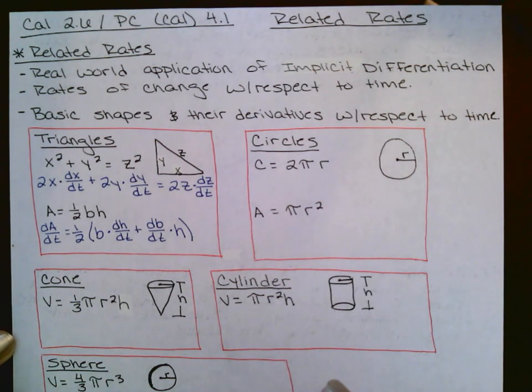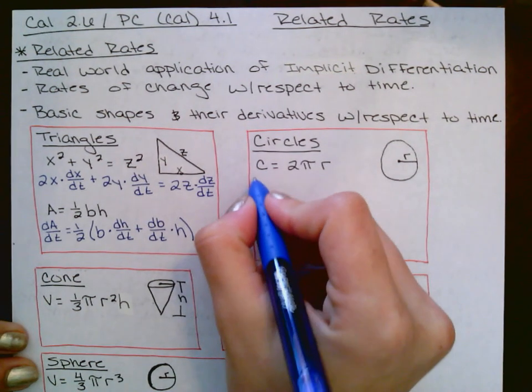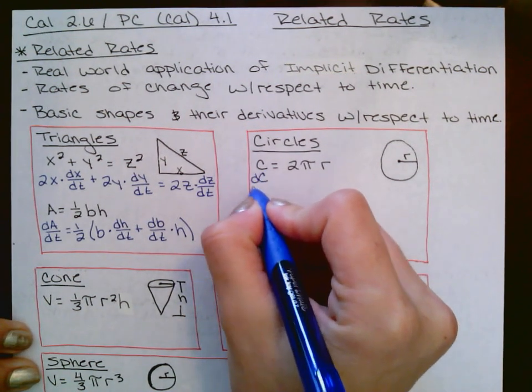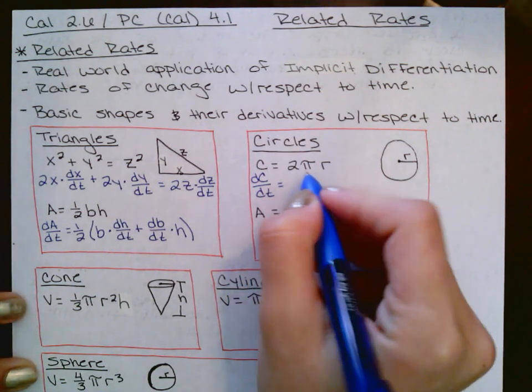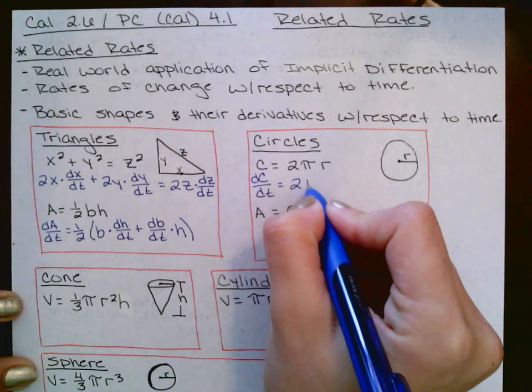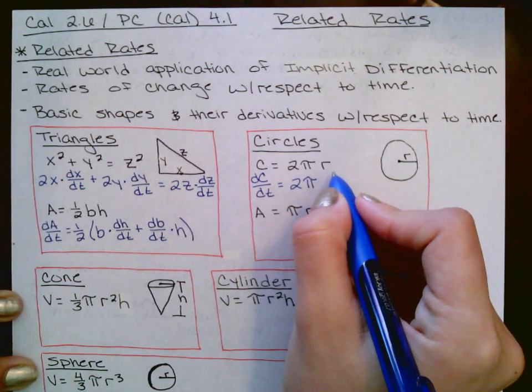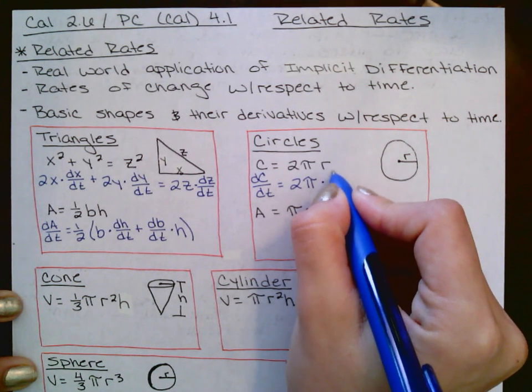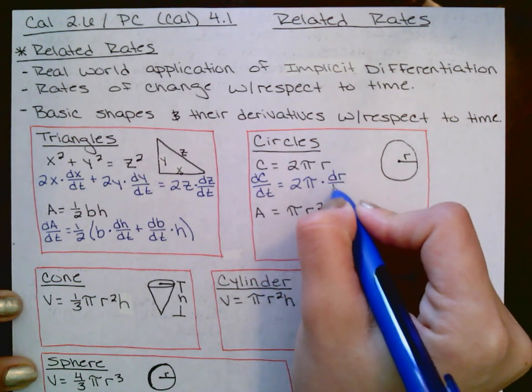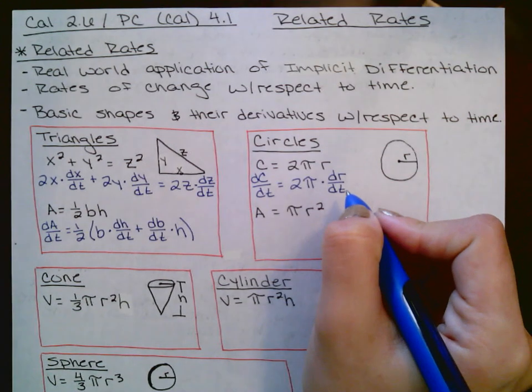So the next common shape we're going to see is a circle. Two different formulas we can work with for a circle is circumference and area. So we start with the left, derivative of C for circumference with respect to time, dC dt equals 2 pi is a coefficient, so I'm going to bring down my coefficient. Derivative of r is just 1, but then with respect to time, implicit, we have dr dt. Okay?